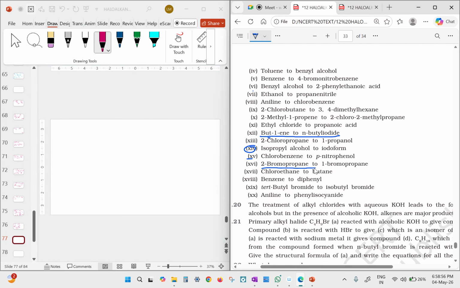Then 2-bromopropane to 1-bromopropane. This is the usual one, the 16th one. What is that? 2-bromo to 1-bromo. So simple, treat it with alcoholic KOH.